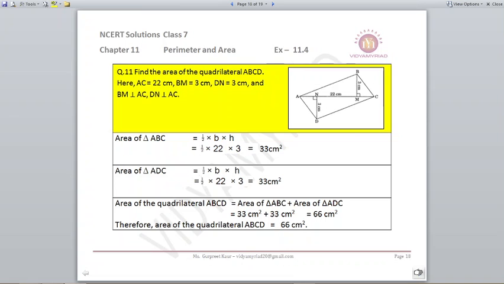Same way, area of triangle ADC, when we do half into base into height, so half into 22 into 3, that comes out to be again 33 centimeters square. Just add them together, that will become the total area of the quadrilateral ABCD, that is 33 plus 33 comes out to be 66 centimeters square.